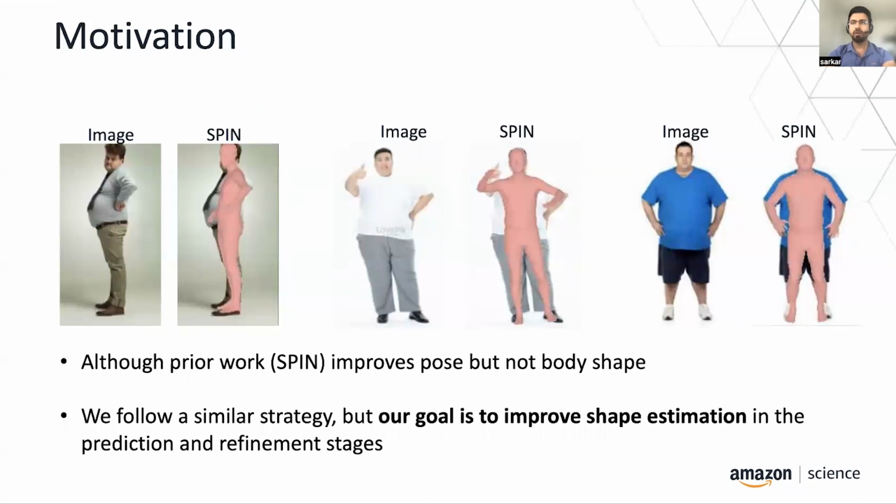A major drawback of previous approaches like SPIN is that they focus on improving pose but not body shape. As you can see in the examples, SPIN aligns the joints pretty well and hence the pose estimates are good. But SPIN cannot predict the body shape accurately. Our goal is to adopt SPIN's hybrid strategy but focus more on improving shape estimation both in the prediction and the refinement stages.